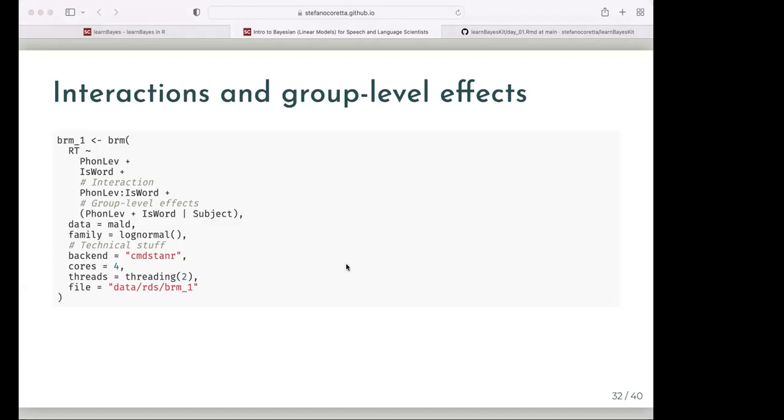Somebody has asked before, and the answer was correct. Group level effects is just what we call random effects in frequentist linear models, and population level effects is what we call fixed effects in frequentist models. So same things again.